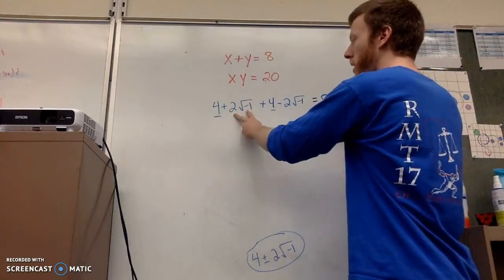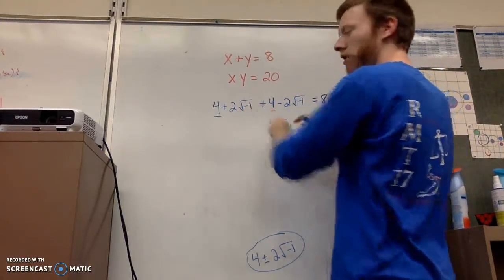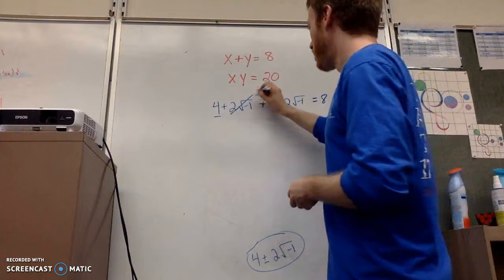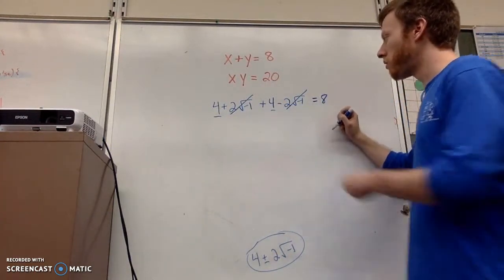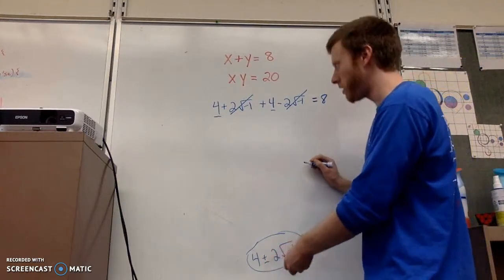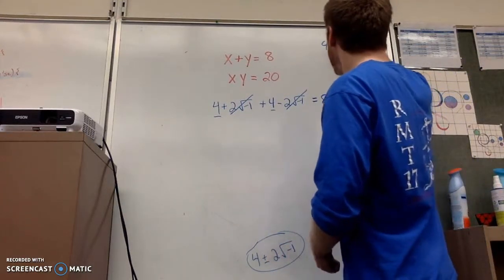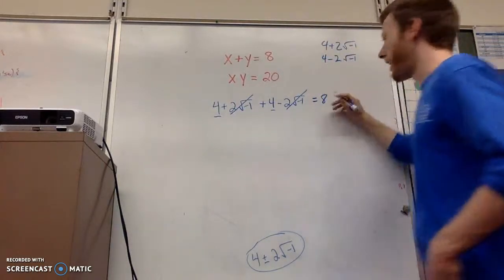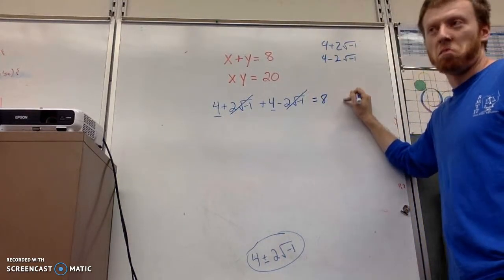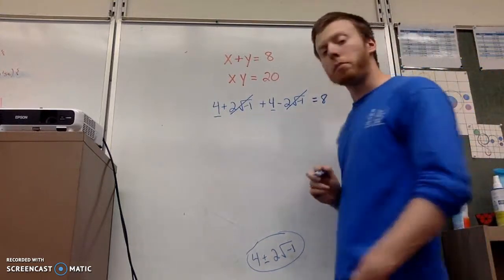And we have 2 times the square root of negative 1 and negative 2 times the square root of negative 1. And that cancels. So we just have 8. So technically speaking, when I add this and this together, I get 8. Okay. Let's see what happens when I multiply them together.